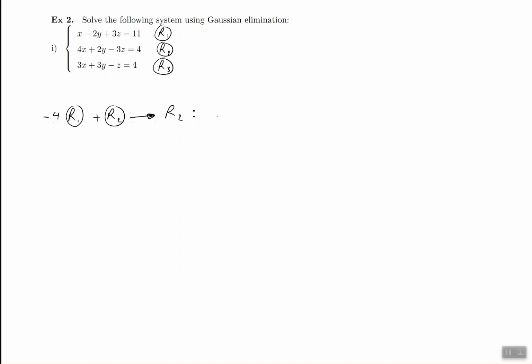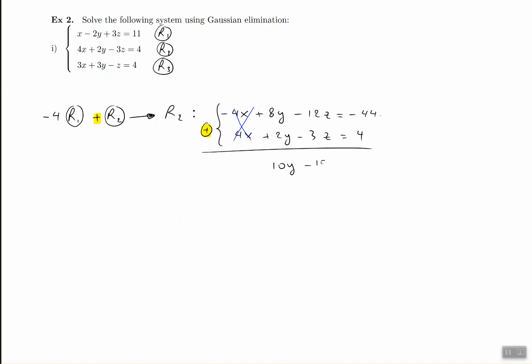So when I multiplied the first equation by negative 4, I get negative 4x plus 8y minus 12z, and then negative 44. Now, row 2 is already 4x plus 2y minus 3z equal to 4. So far, if I add them up together, what do I get? Why am I adding them? Because that's what I told you I'm going to do. I'm going to add them up. When I do this, the x's will make each other go out, right? They will cancel each other out. And I get 10y minus 15z. And now I'm going to have negative 40 on the other side.